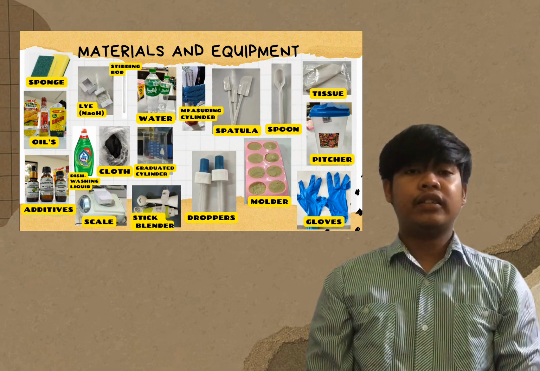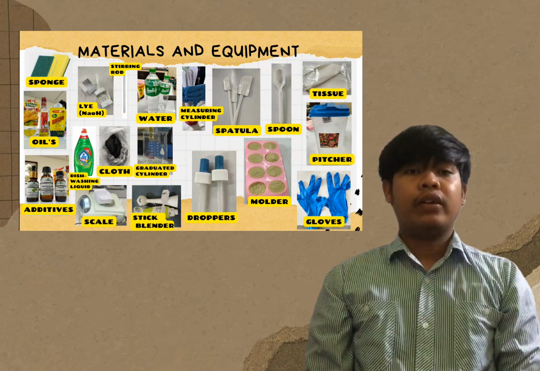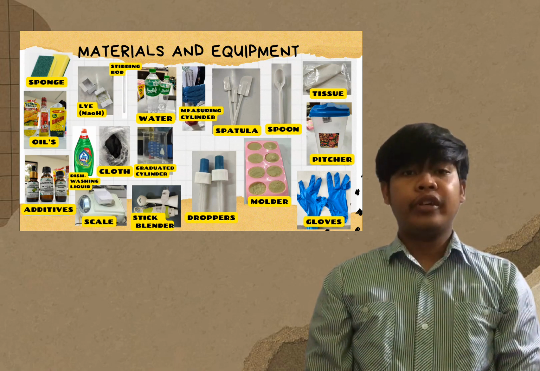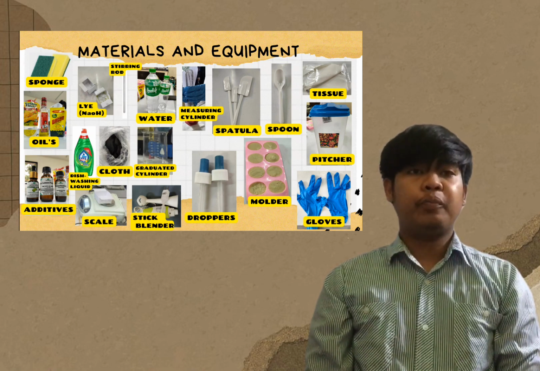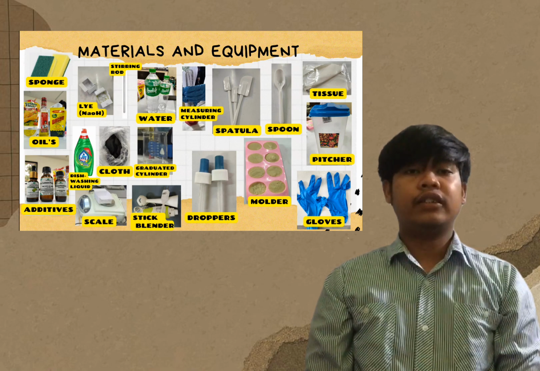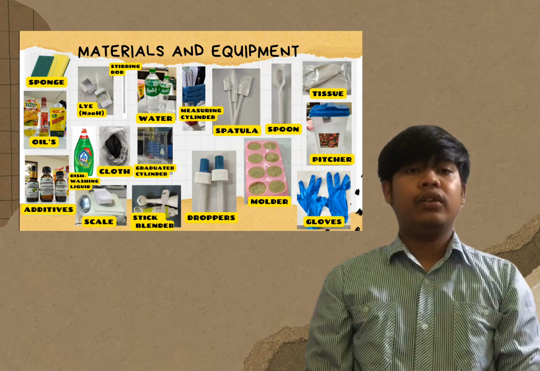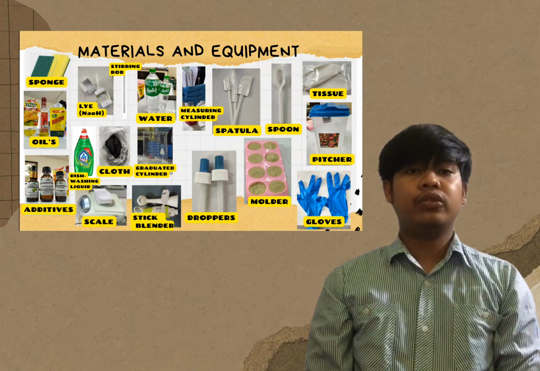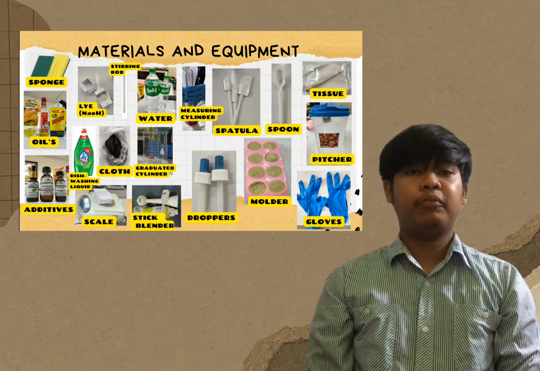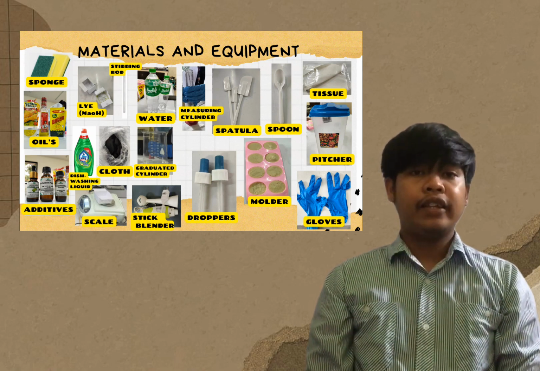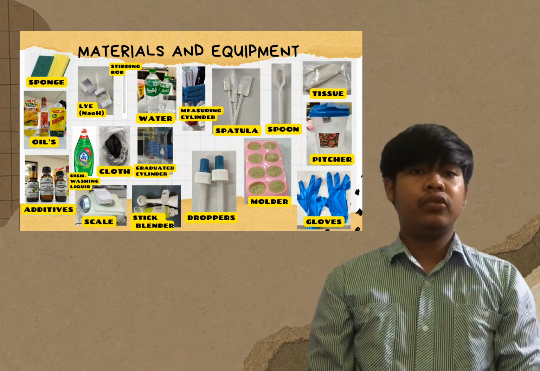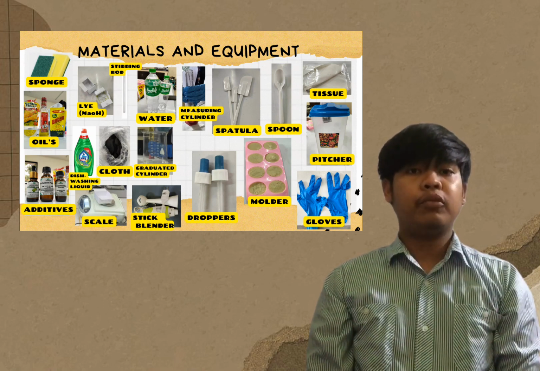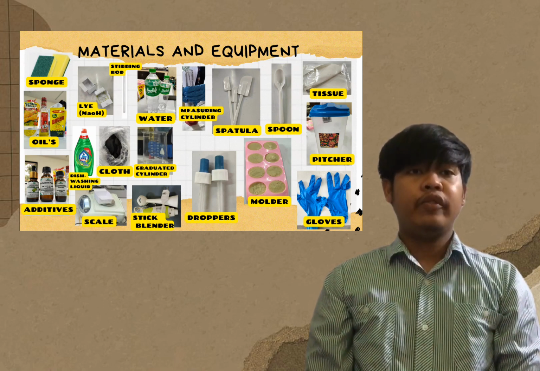The next is the scale. The scale is used for measuring precise weights of ingredients in soap making. The next is the stirring rod. It is used to stir the solutions used during the soap making process. And the next material is the black cloth. It is used for covering and insulating soap molds during the modification process to retain heat.